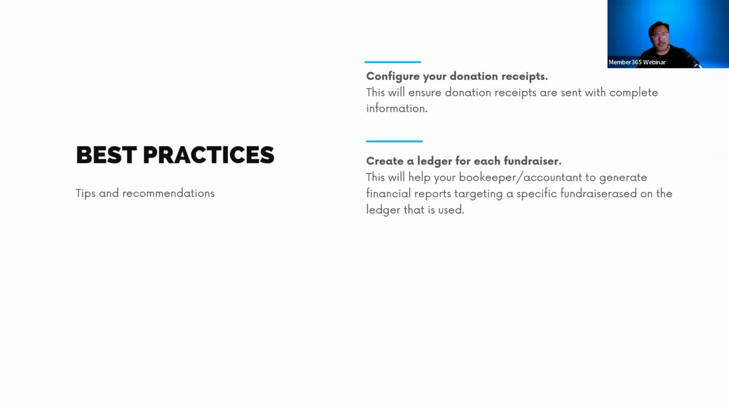The second one is to create a ledger for each fundraiser. In our example, we have two fund details, one for Jacob and one for Hans. You can create a different ledger for those different funds. On top of that, if you have different fundraisers, you can use different ledgers or charts of accounts.